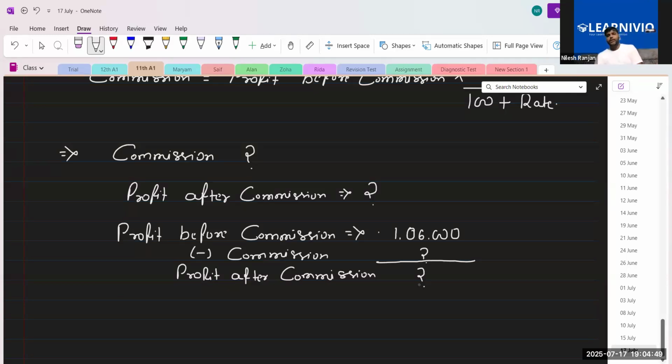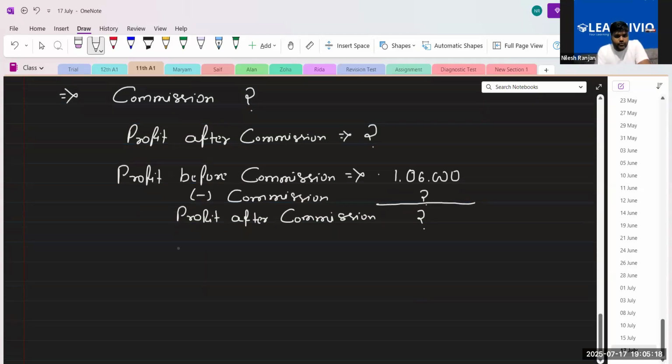If we just multiply the 5% on 1,06,000, then it is incorrect. Why incorrect? Because that is profit before commission, not after commission. Okay. So profit before commission is given, not after commission. So if we multiply with 1,06,000, then it will be incorrect. So what we have to do, we can do one thing.